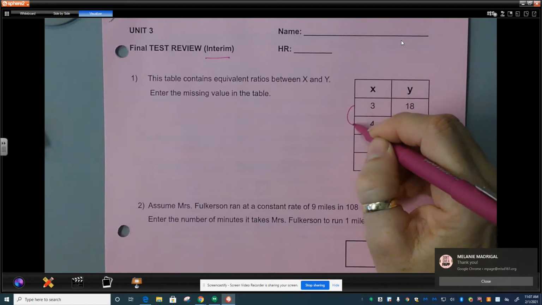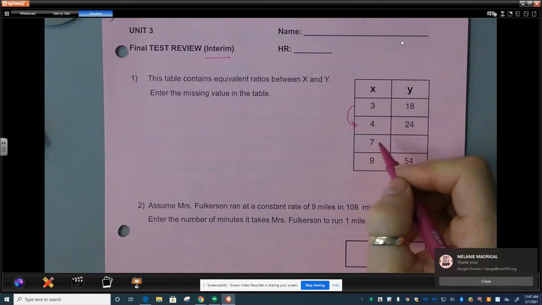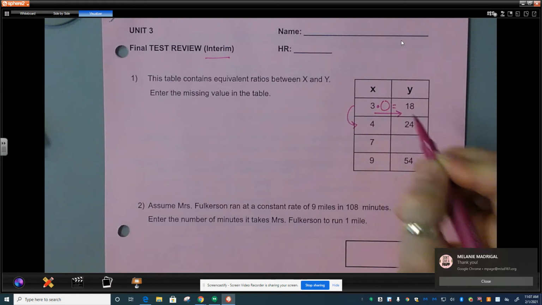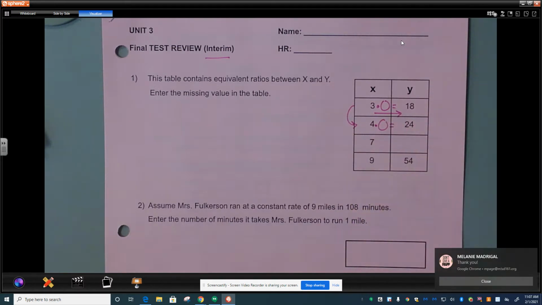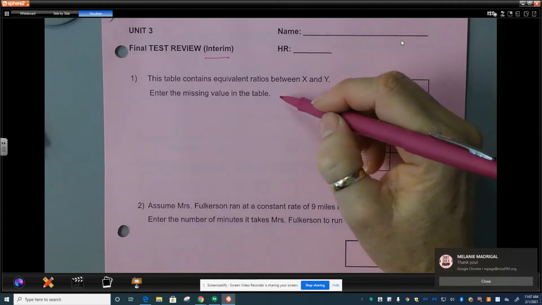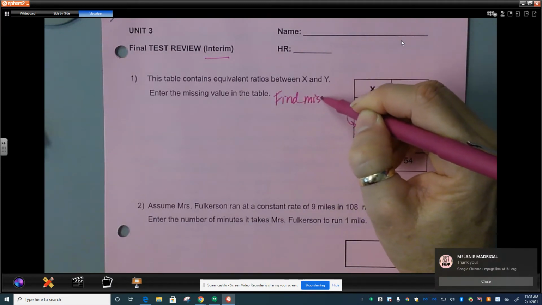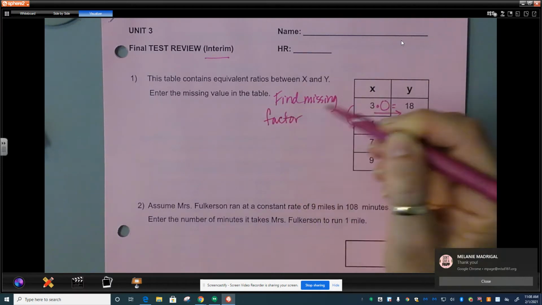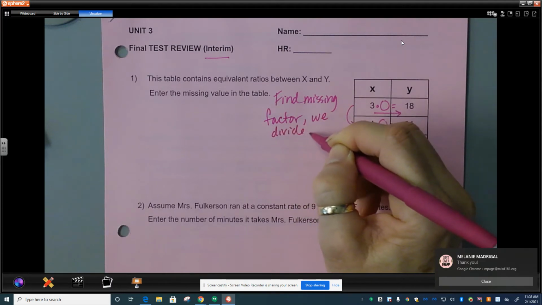Sometimes we can multiply up and down to find our ratios. Sometimes that's more complicated. In this particular instance, it's much easier to go across. 3 times something equals 18, 4 times something equals 24, etc. To find the missing value or the missing factor, we divide. And we've had many of those problems this year.